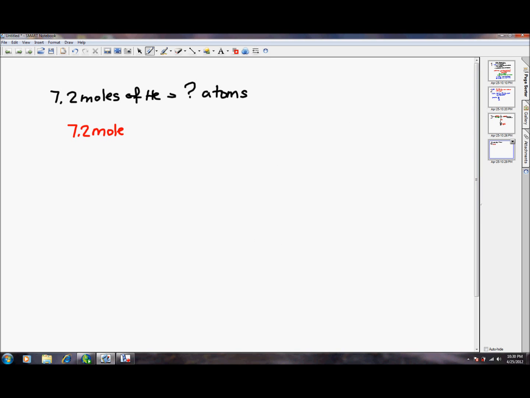you're going to start with your given number and the unit. This unit right here, you're going to rewrite down here in the box. And you're going to put the number 1 in front of it. Anytime you see the word mole in a conversion factor, not a given amount, it will have a 1 next to it. Well, what does 1 mole equal? 1 mole equals 6.02 times 10 to the 23.